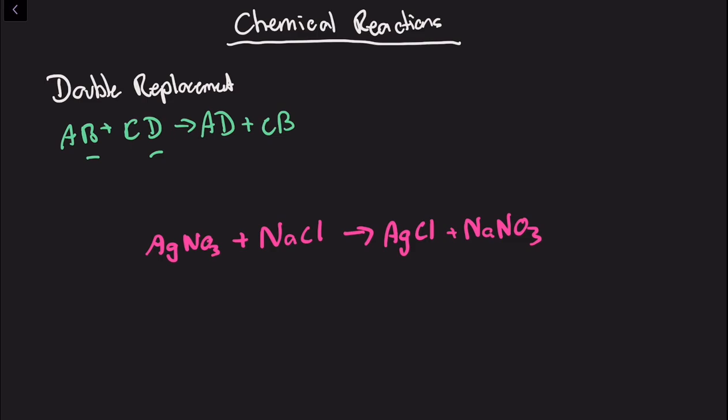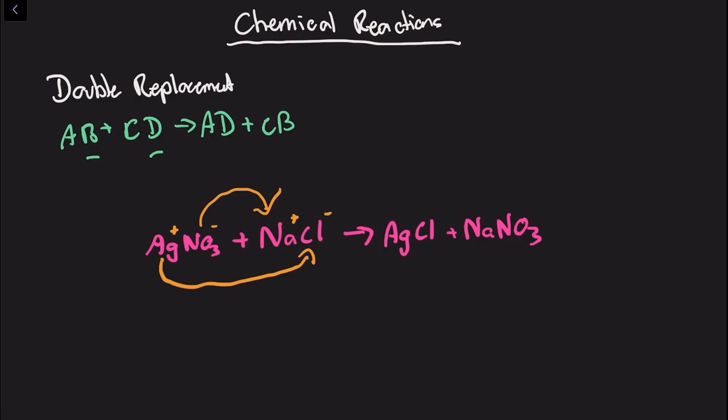So we write the cation first, the positive charge, the anion second, or the negative charge. So our silver will have a positive charge, nitrate has the negative charge. The sodium has the plus charge, the chlorine has the minus charge. So the plus charge will go with the other minus charge, this minus charge will go with this plus charge.